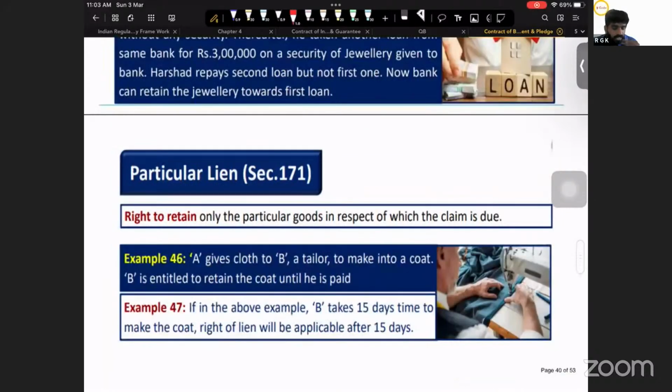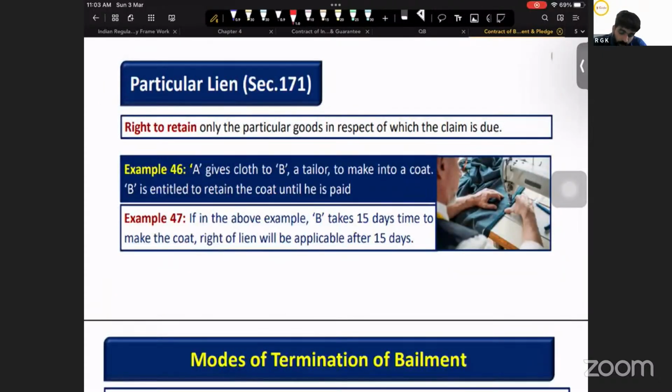Particular lien means the right to retain only the particular goods in respect of which the claim is due. Claim towards skill and labor. With this, we conclude the discussion on the rights of bailor and bailee, and the duties of bailor and bailee.